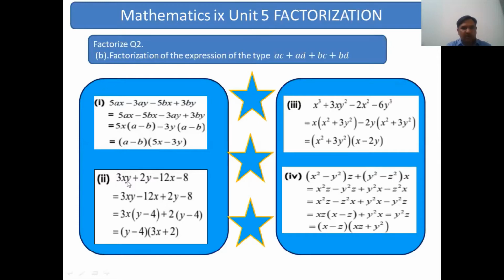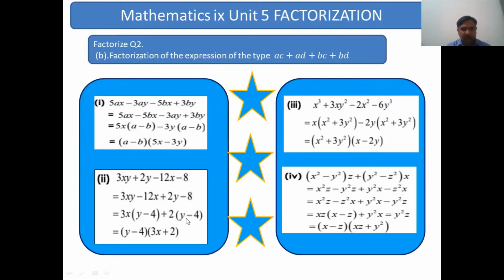Now part 2, 3xy plus 2y minus 12x minus 8. Rearranging these terms: 3xy minus 12x plus 2y minus 8. In the first two terms, we can take 3x common, so we are left with y minus 4, and when we take 2 common in the last two terms, we have y minus 4.